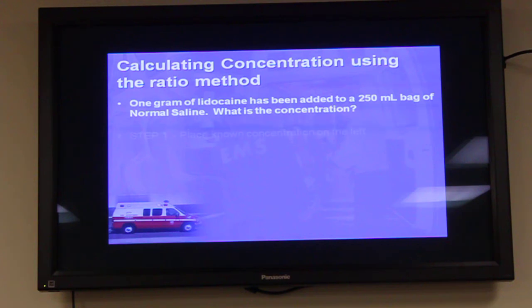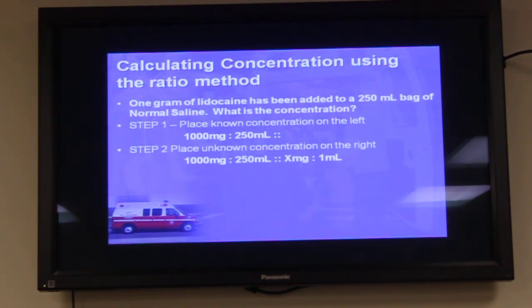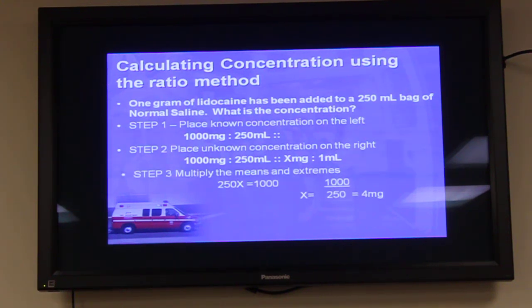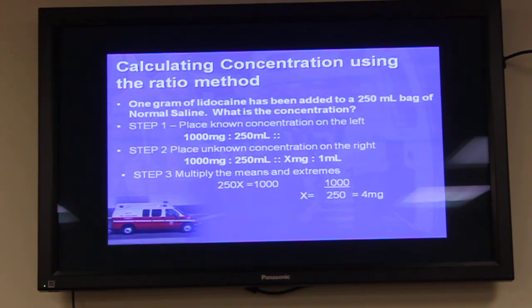We can also do the same thing using the ratio method. We've got 1,000 milligrams and 250 mils. We're going to place our unknown concentration on the right and our known on the left. And then once we multiply the means and extremes, 250x equals 1,000. How many times does 250 go into 1,000? 4. There's your concentration.